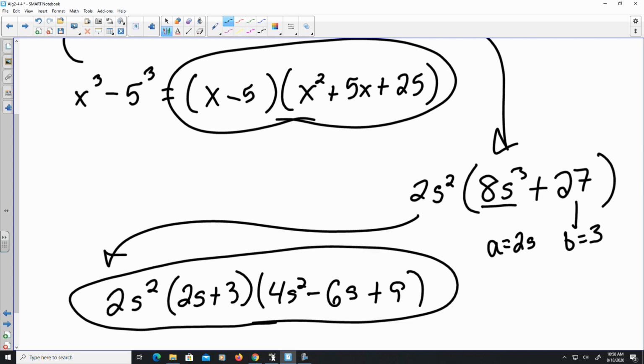So that's what that one is going to look like.